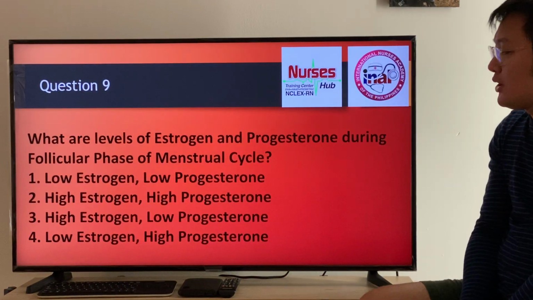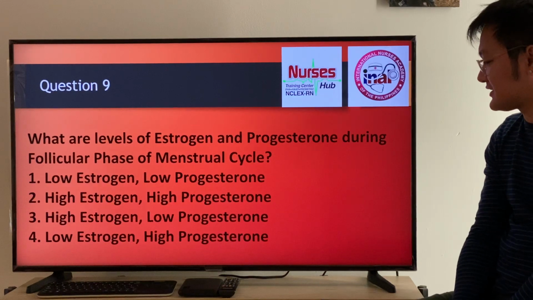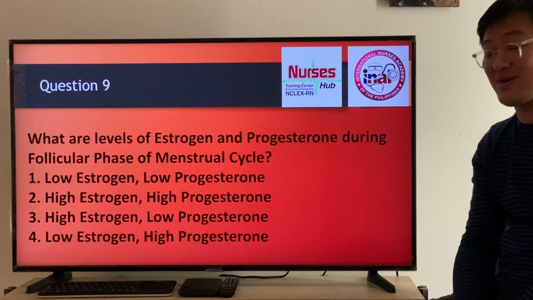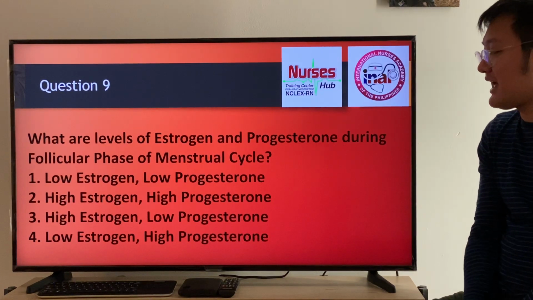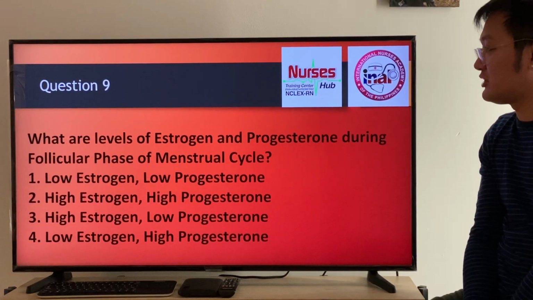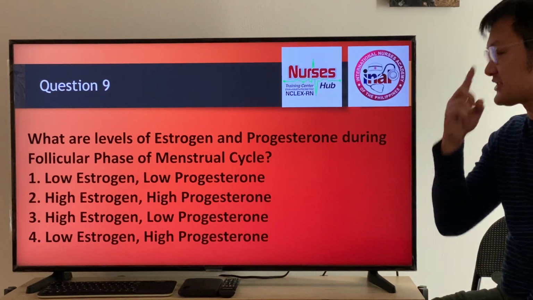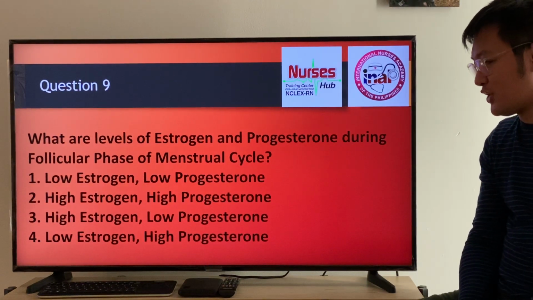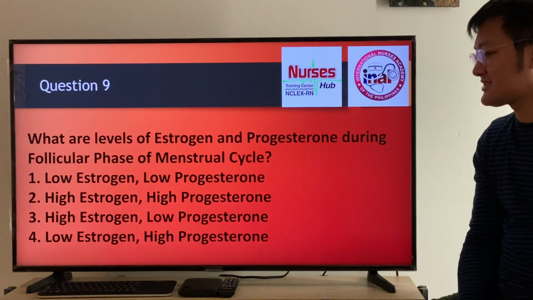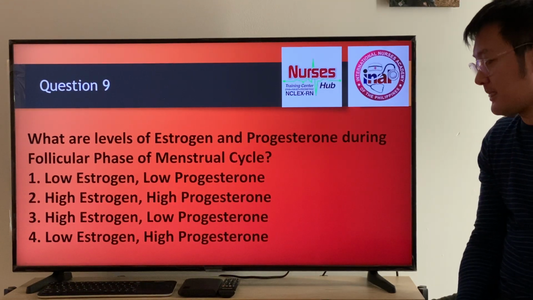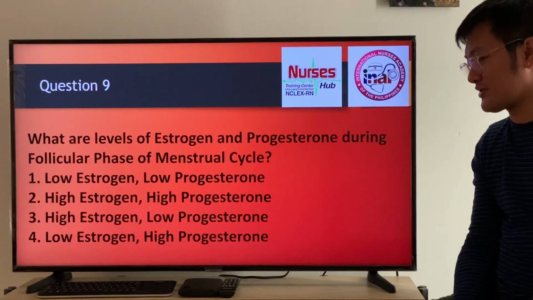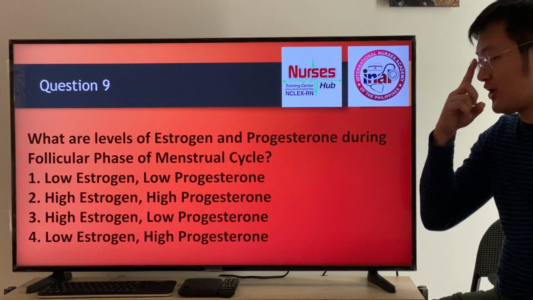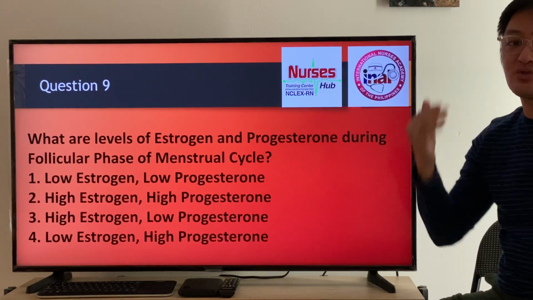Next, number 9. What are the levels of estrogen and progesterone during the follicular phase of the menstrual cycle? Oh, it's an OB question. Okay, so number 1 is low estrogen, low progesterone. 2, high estrogen, high progesterone. 3, high estrogen, low progesterone. 4, low estrogen and high progesterone. Okay, so it's an OB question and has something to do with the menstrual cycle.